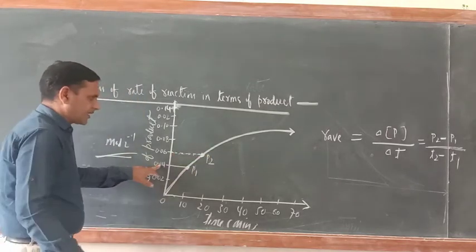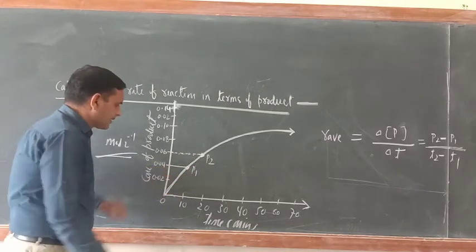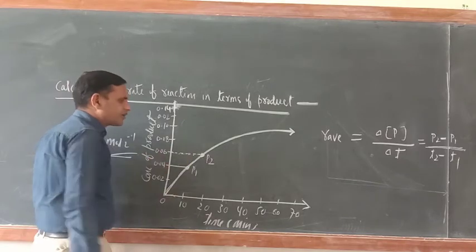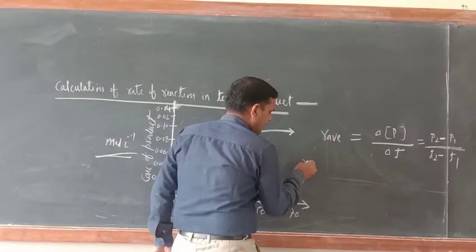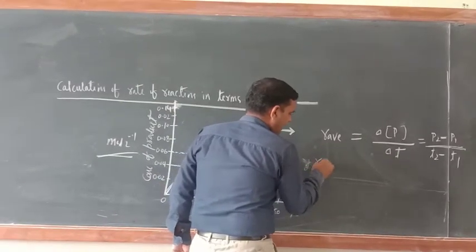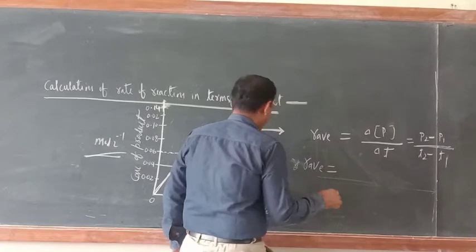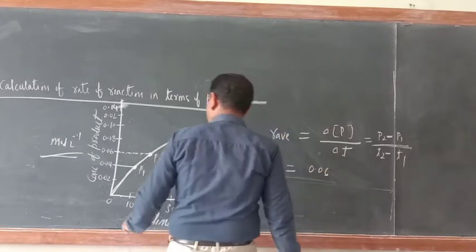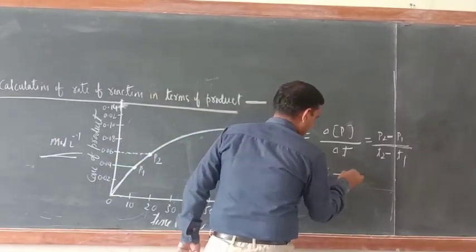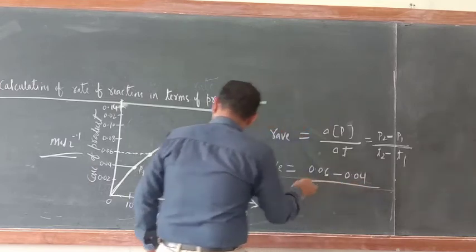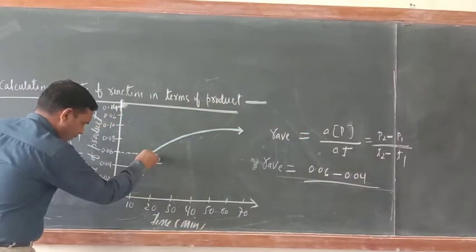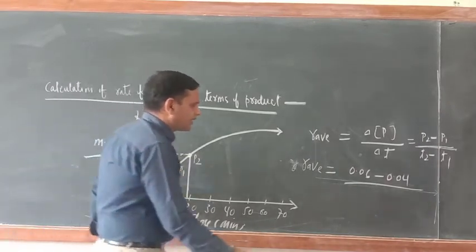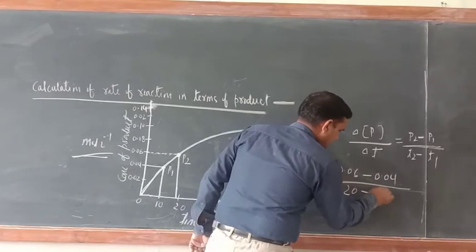What is the concentration here? The concentration P1 is 0.04 mole liter inverse, P2 is 0.06. So R average is equal to 0.06 minus 0.04 divided by, just this point is at 20, this point is at 10 minutes. So this is 20 minus 10.